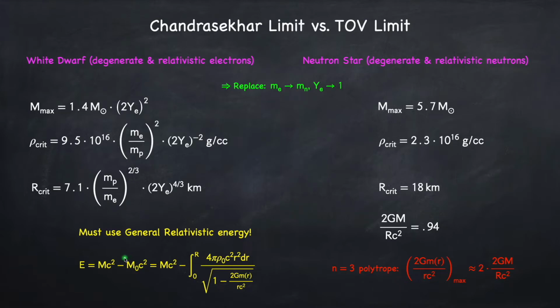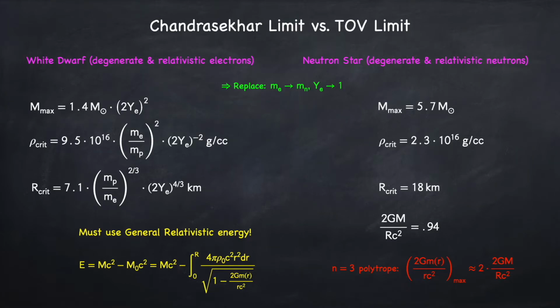M naught is just the total number of baryons times the rest mass of a baryon. This quantity cannot be measured because we have no experiment that can count up all of the particles in a star so we can then multiply by their rest mass. In Stellar Physics 3D, we showed that under Schwarzschild geometry, the rest mass is equal to this quantity here. We'll come back to this in a little bit.